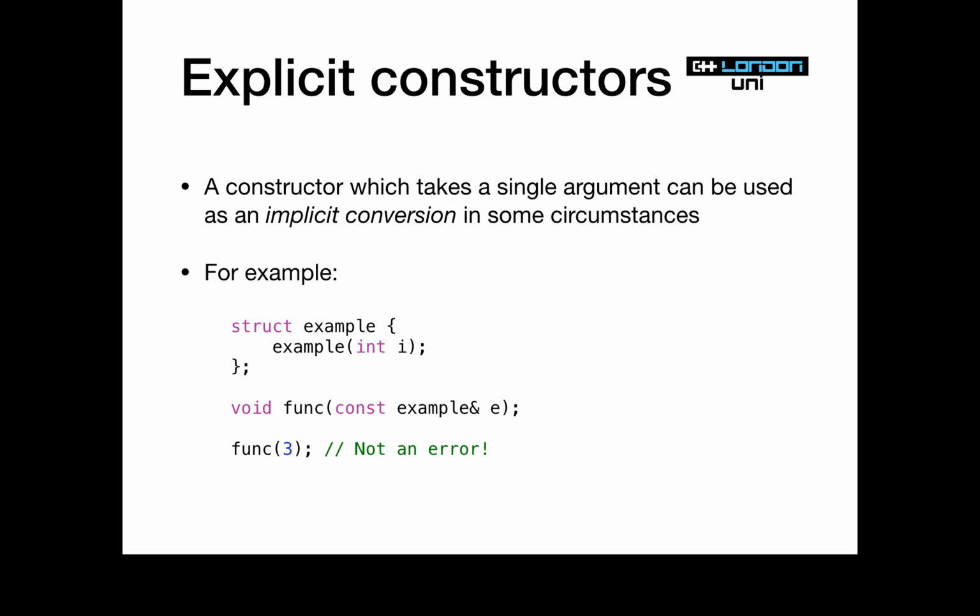Now, I've been given an int. Is there any way I can convert this int into an Example in order to call this function? And it says, oh, well, yes, I can, because I've got this constructor that takes one argument. This is what's called an implicit conversion. It's implicit because in this function call we don't actually mention the type Example at all. There are other sorts of implicit conversions. They often happen between numeric types. For example, you can get an implicit conversion between a float and an int. But it also happens with these single argument constructors.